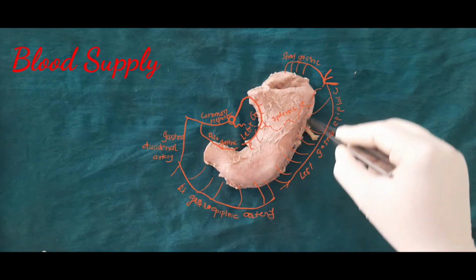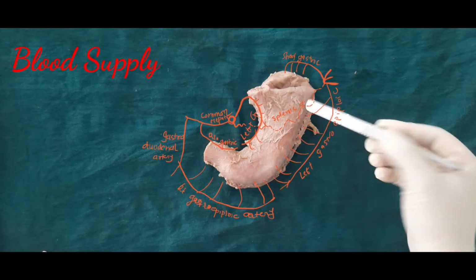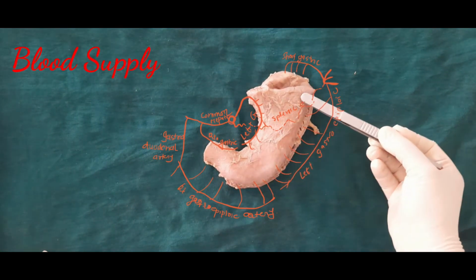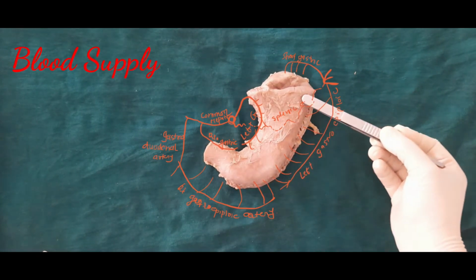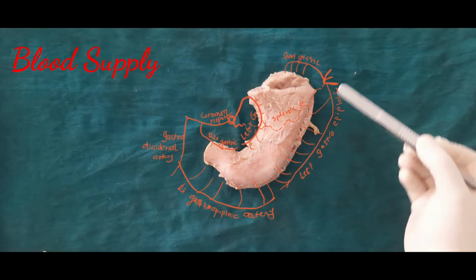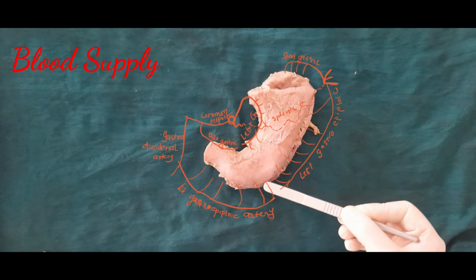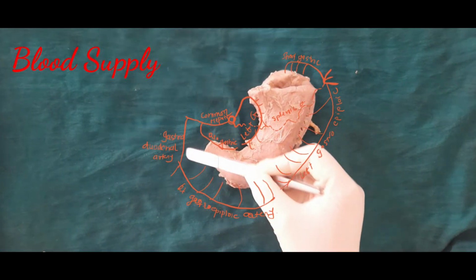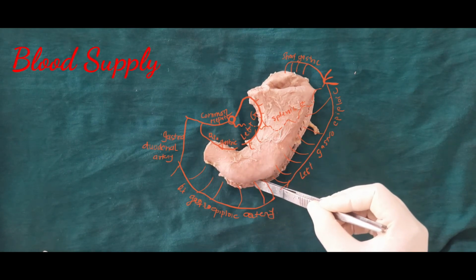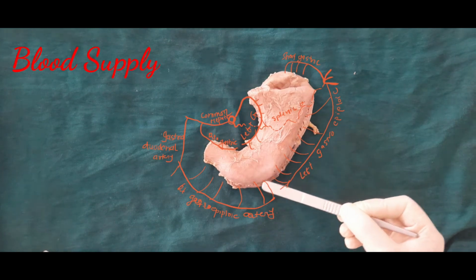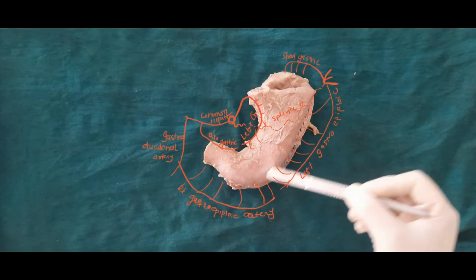This portion on the left side, the greater curvature and the body, is supplied by the left gastroepiploic artery. Again, it is a branch of the splenic artery. And the remaining portion, this area of the greater curvature and the pylorus, is supplied by the right gastroepiploic artery, which is a branch of the gastroduodenal artery. So this is about the blood supply.